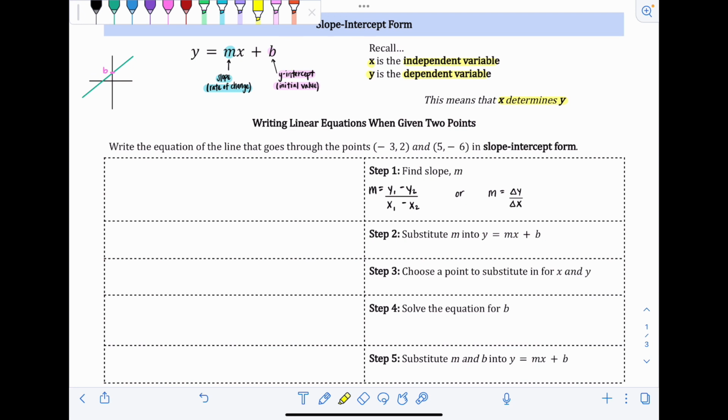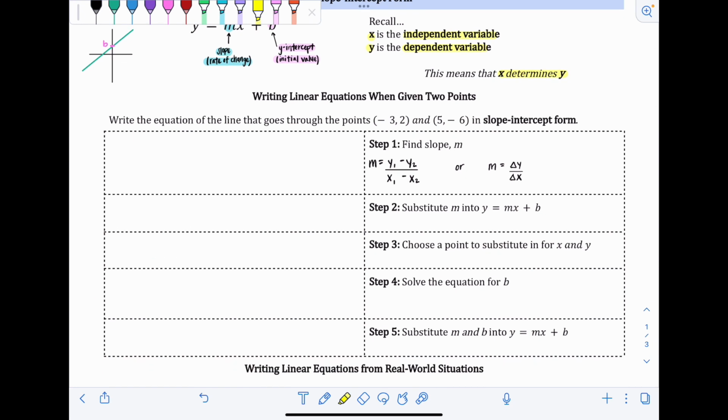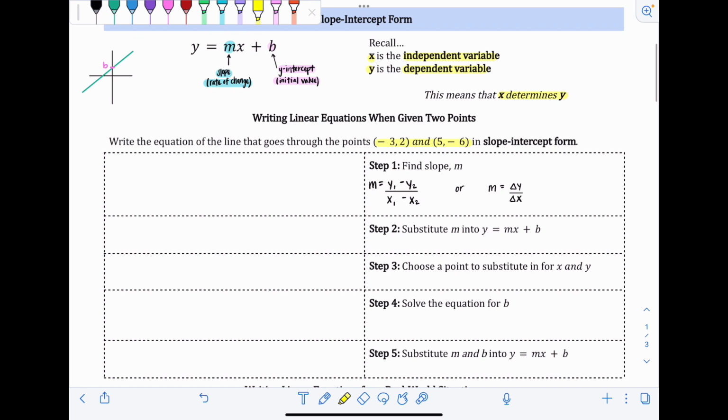So next section, writing linear equations when given 2 points. Write the equation of the line that goes through the points (-3, 2) and (5, -6) in slope-intercept form. So that's our y equals mx plus b form. So step 1 is to find the slope. There are 2 different ways that we can find the slope. I'll use one for this example and a different way for the following example. They end up actually being the same thing, so you really get to pick which one you prefer.